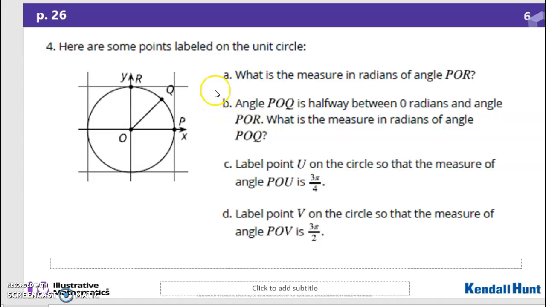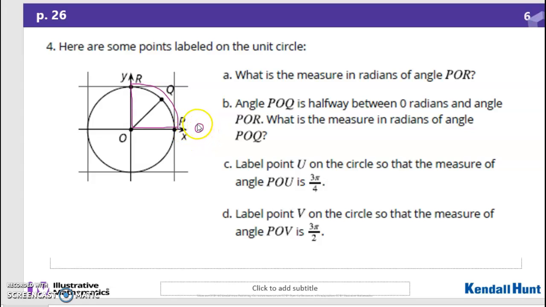Kind of the same thing, being able to label points, knowing where things are on that unit circle. What is the measure? And this does go from your workbook. We're on page 26 of Unit 6, Part 1 of 2 workbooks. What is the measure of the angle POR? Well, POR is this angle, and that goes along with this arc. So we have our right angle and our arc.